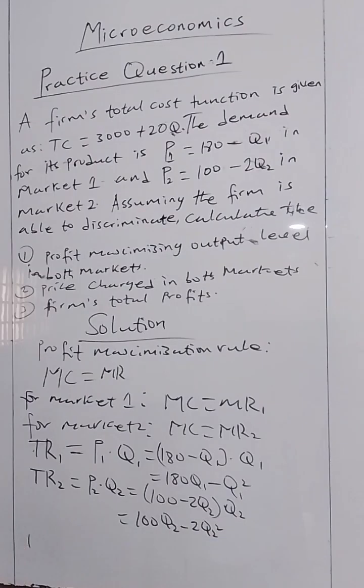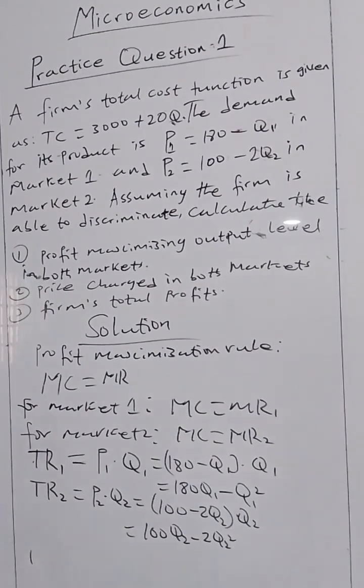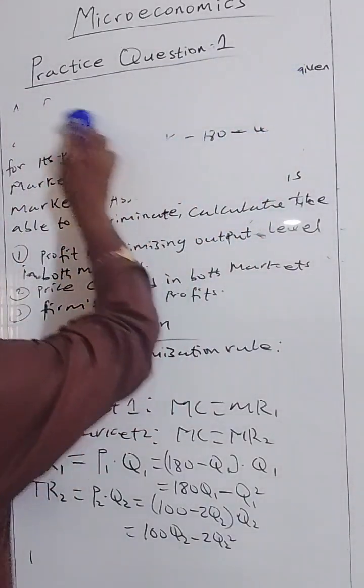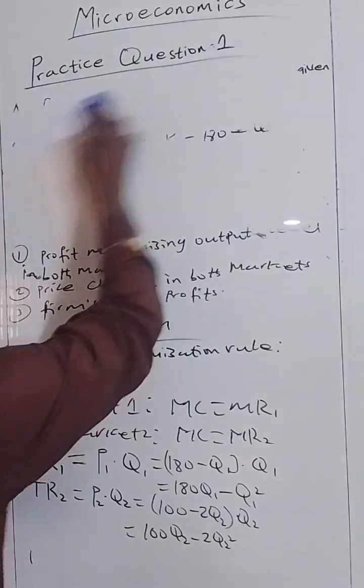Now, since we have been able to derive our total revenue for each of the markets, and we are also given total cost, we'll be working with this. The next thing we are going to do is to derive marginal revenue from both markets and also derive marginal cost. So let me clean here because of space.